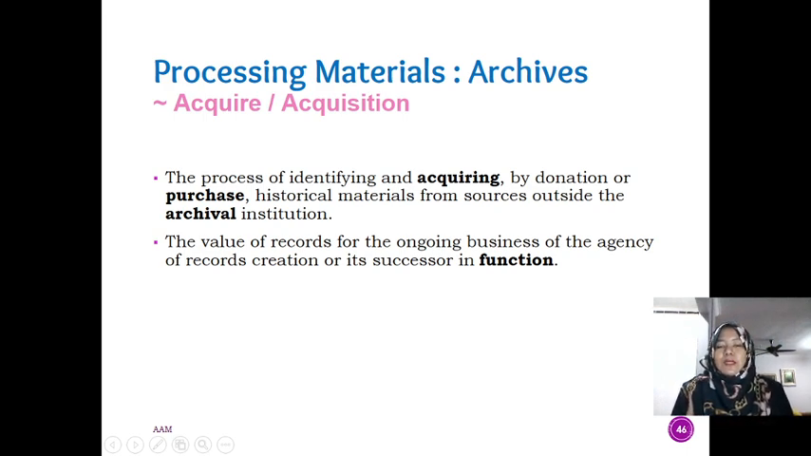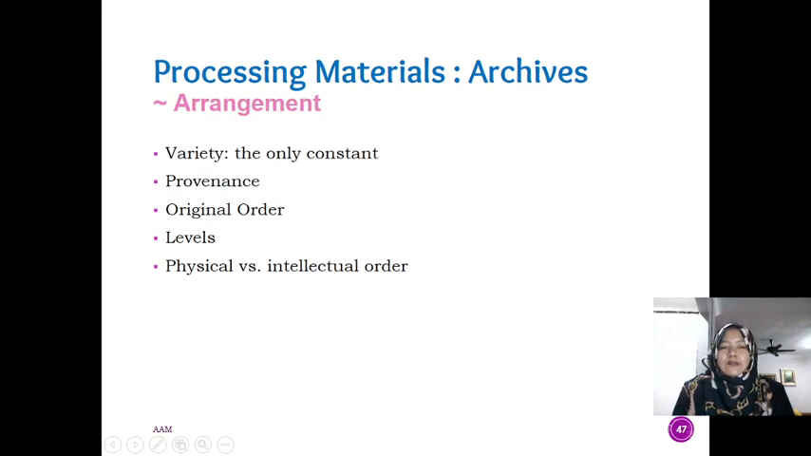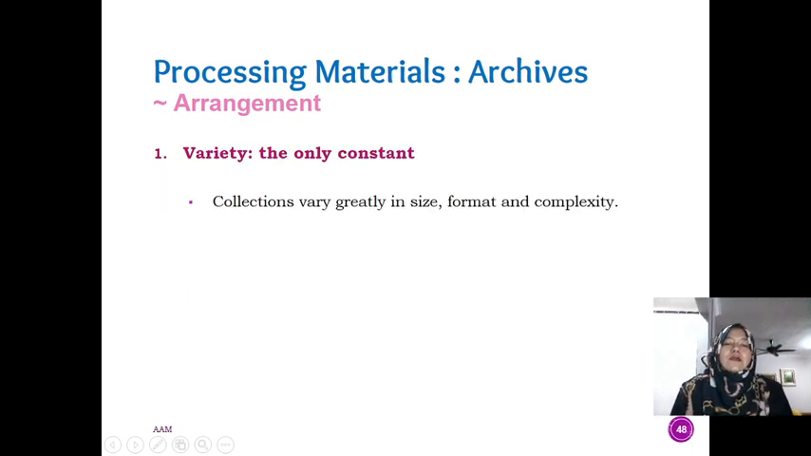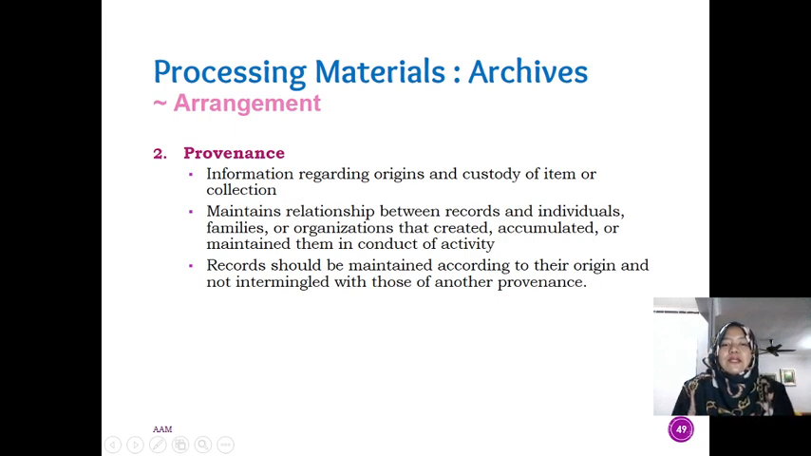successor in function. And then arrangement: variety, the only constant. We use provenance, original order, level, physical or intellectual order. For variety, the only constant, collections vary greatly in size, format and complexity. For provenance, information regarding origin and custody of items or collection. So maintain the relationship between records and the individual, family or organization that created, accumulated or maintained them in the conduct of activities. So records should be maintained according to their origin and not intermingled with those of other provenance.